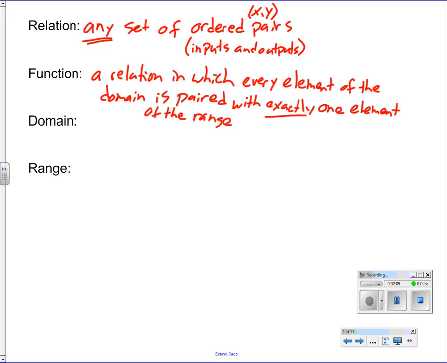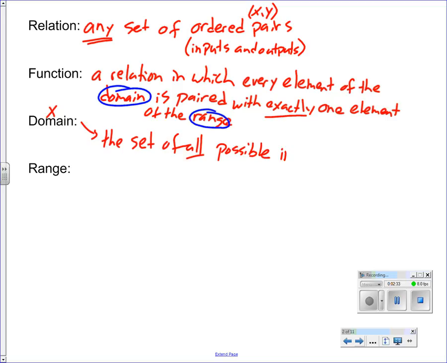Right, so in that definition we brought up two more terms, domain and range, which we've already talked about. Domain, we know, is all the x values a function can have. So in terms of these definitions, the way we define domain is the set of all possible input values for a relation. Right, which means all the x's.